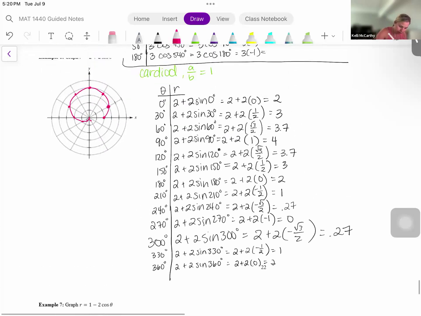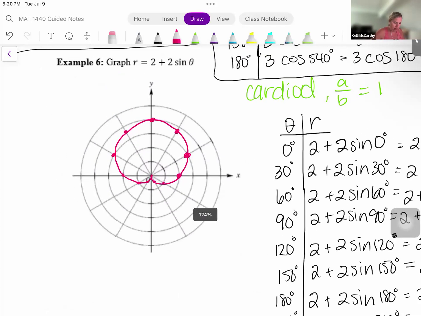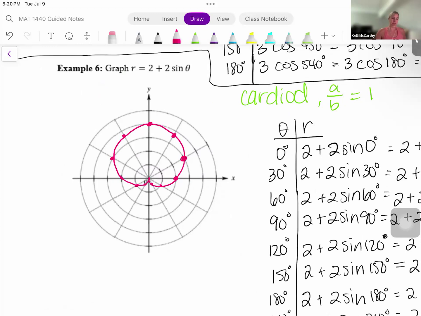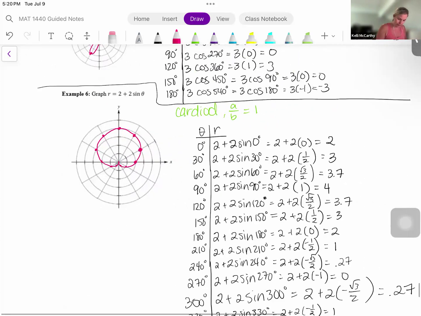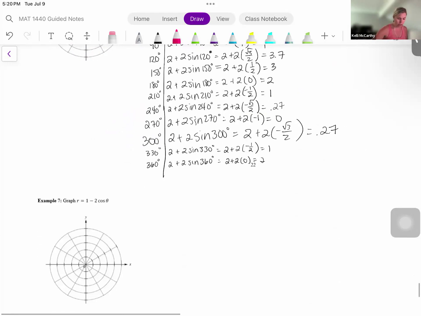So at 330 degrees, we were at 1. And then at 360 degrees, we were back at 2, which takes us back to the beginning. And there's our cardioid. All right, so definitely a lengthy process creating that table of values. We're going to go through one more.